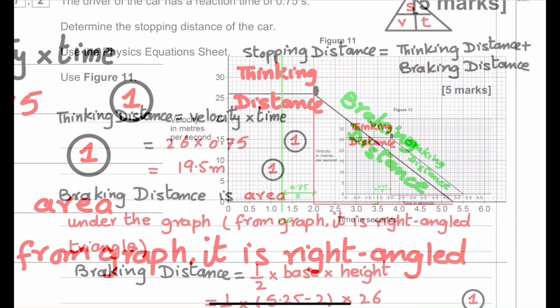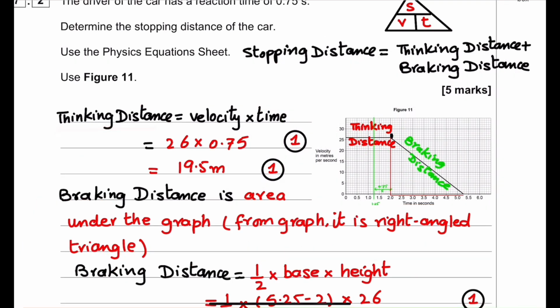Let's see the model answer. The thinking distance, from the figure, is equal to velocity times time. The velocity of the car during the thinking distance is 26 meters per second. The reaction time is already mentioned in the question, that is 0.75. If we multiply 26 times 0.75, the answer is 19.5 meters. Therefore, the distance traveled by the car in 0.75 seconds is 19.5 meters.